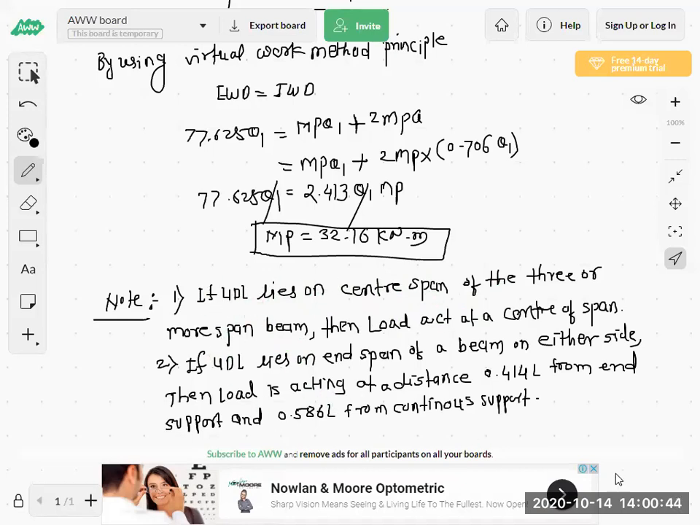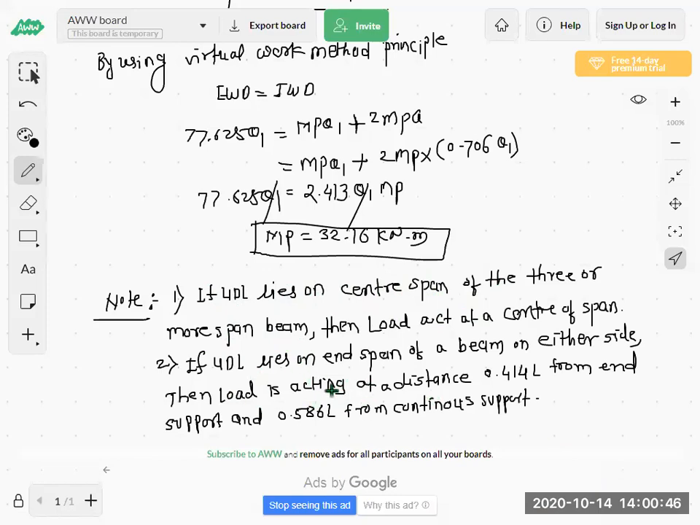And if the UDL lies on the end span, the first or last span, of a three, four or five span beam, then in that case the load will act at 0.414L and 0.586L from the end support and from the continuous support respectively. Are you getting?